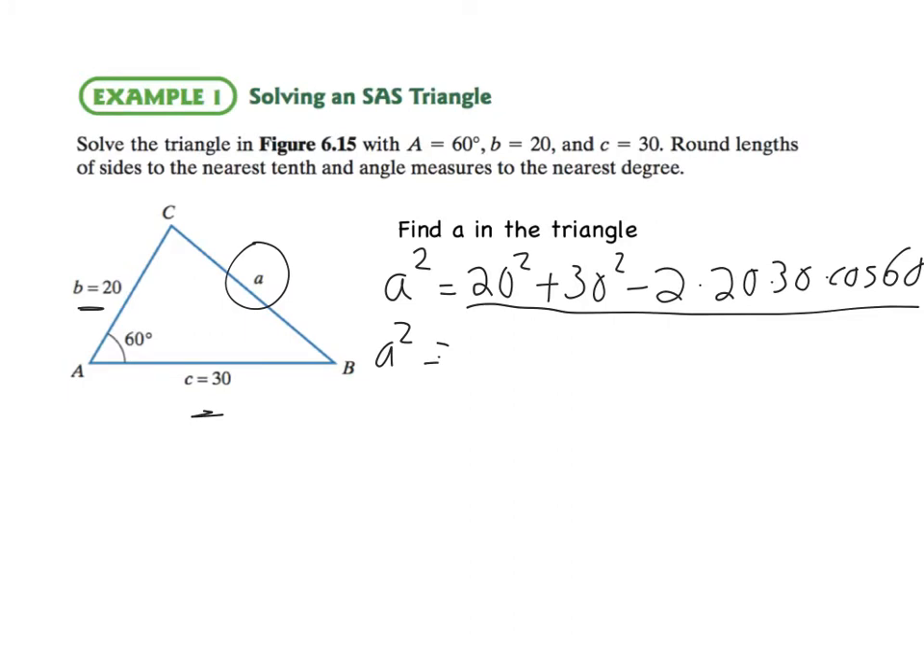We have to be really careful with the order of operations here. And when people start splitting that into different pieces, that's where they make mistakes. So I'm just typing in 20 squared plus 30 squared minus 2 times 20 times 30 times the cosine of 60. Make sure you are, in fact, in degrees. And then what I end up with is that a squared equals 700. But I don't want a squared, I want a. So a is just the square root of 700, which is 26.5.